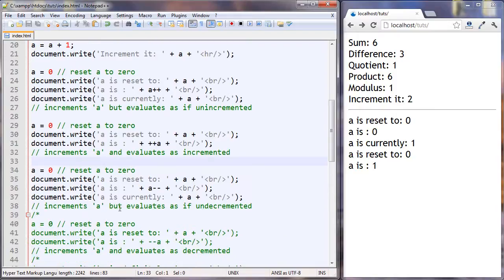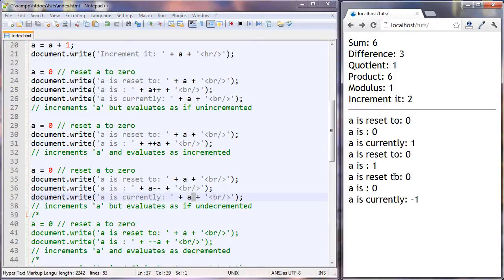Resetting a to 0 again. Okay, we're outputting that. Here we're doing a is concatenate on a minus minus, breaking down, and then check what did this do to a. We're going to output a here. Let's look at that. Alright, this is not surprising, and so a plus plus and a minus minus are very similar. You can see that it did affect the value of a, as we're getting a -1 here, but when we output it, it's evaluating as if it were not decremented.